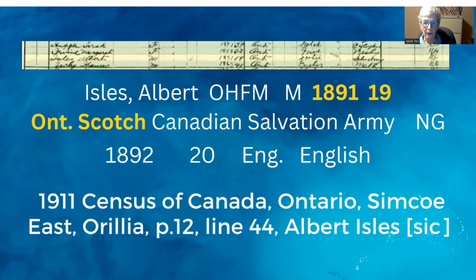Well, what is correct is that he was ILES. He was born in 1892, so he would have been 20 years old by then. He was born in England, and he was of English descent. So this reminds us that any record can be incorrect partially or completely.